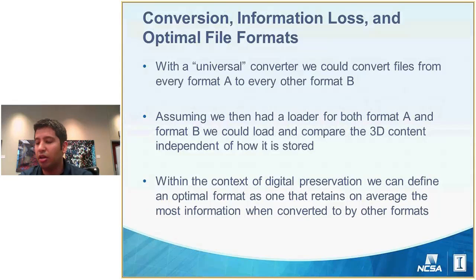So within the context of our goals here in digital preservation, we can define that format as one that retains on average the most information when converted to by other formats. The idea here is we're being given a bunch of other formats, whether we want to or not. We want to convert to this ideal format, which we have yet to determine. So we run a study where we take a bunch of sample data, convert it from every format to every other possible format, and see which of the goal formats results in the least on average amount of information loss. And we'll just say that's our best optimal format. Clearly, if you do that kind of thing, it's dependent on the data set that you use and on the conversion software that you use to make that conversion engine work, which is part of what Polyglot is.